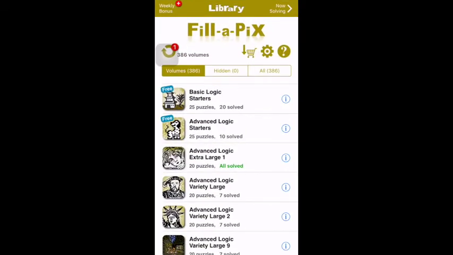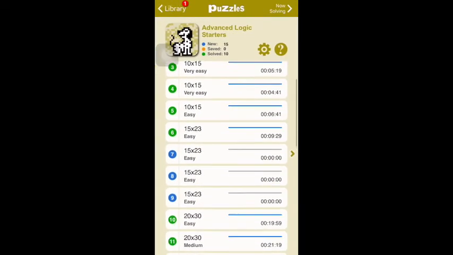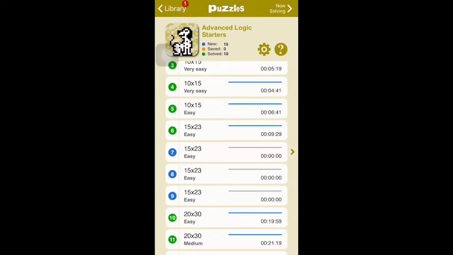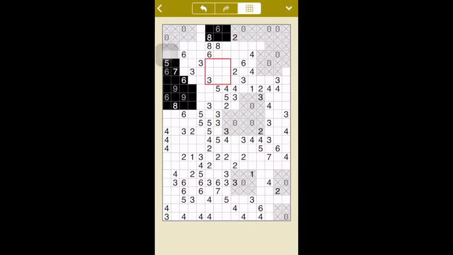Let's continue solving the advanced logic starters, which is the second pack from the top. And we're going to continue from number 7. Okay, so again, let's start with the easy ones. Right, 5 and 2, difference of 3, right? So 3 black spaces on the top, 3 gray on the bottom.